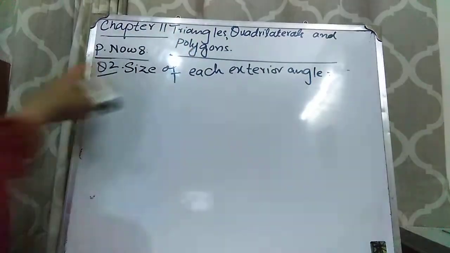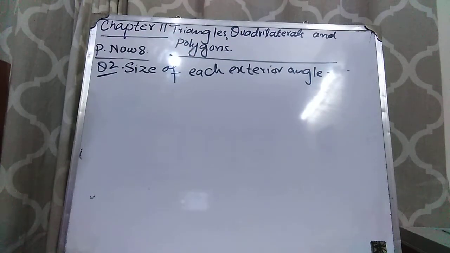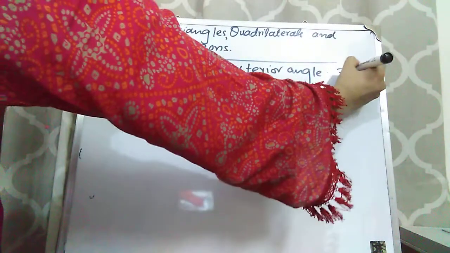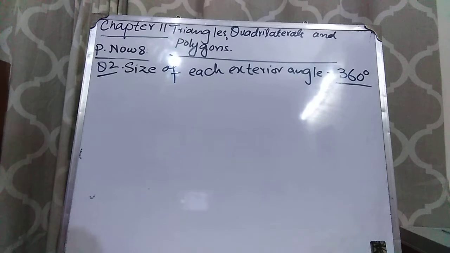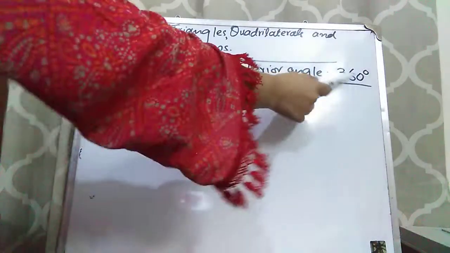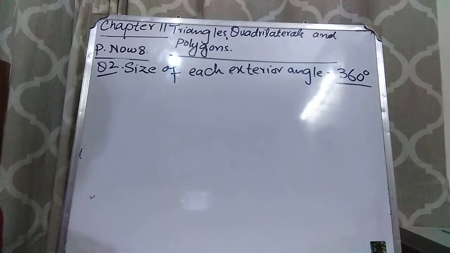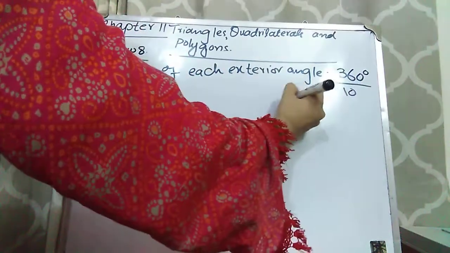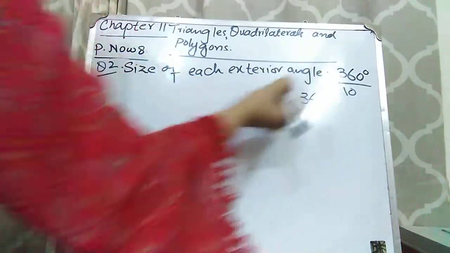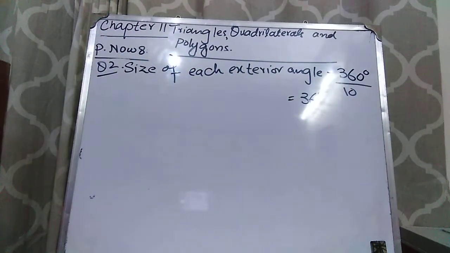You know that the sum of exterior angles of a regular polygon is equal to 360 degree. So you will write 360 degree with the number of sides. Whenever you find out the size, you know that you have to divide the sum of angles by the number of sides. So the number of sides are 10, so you will divide it by 10. When you divide it by 10, you will get 36 degree. Now here the size of each exterior angle is 36 degree.